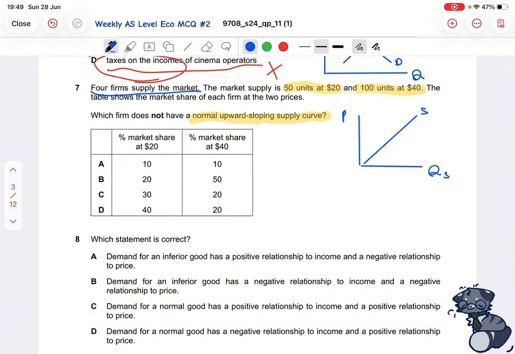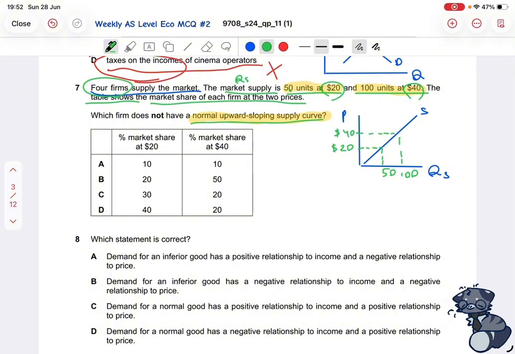And it says here that the market supply, which can also be seen as the quantity supplied, is 50 units at $20 and 100 units at $40. So let's just mark that. At $20, the quantity supplied is 50 units. But at $40, it will be at 100 units. Now it says that the table down here shows the market share of each firm out of the 4 firms at these two prices. Now it asks which firm does not have a normal upward sloping supply curve.